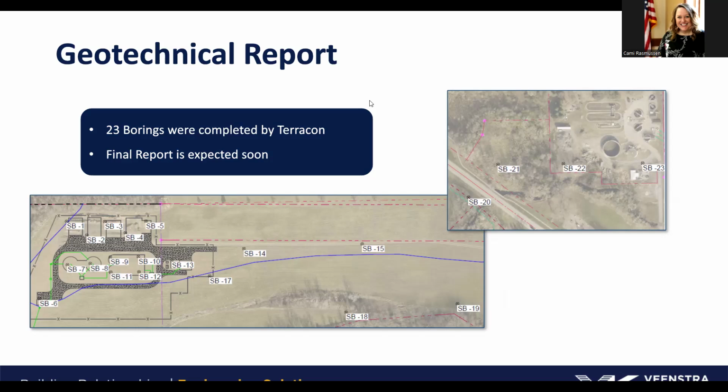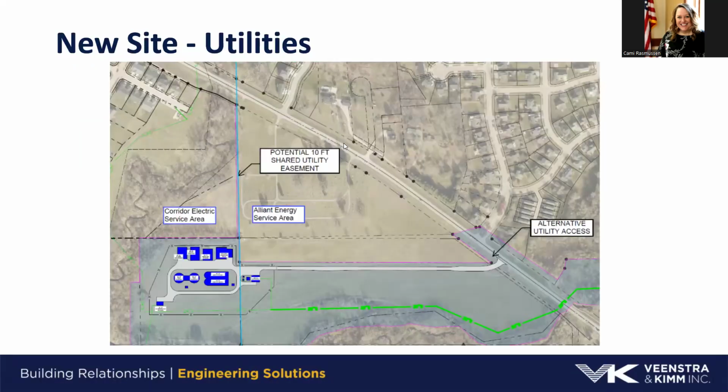And the next slide, we just want to highlight with the new site comes the running of new utilities. And one of the interesting things about this particular site is that we happen to be right on the boundary for the service areas of Corridor Electric and Alliant Energy. I don't think we could have picked a better spot to set it if we wanted to land on the boundary. After some investigation, we established that Corridor Electric will be the electric utility that would serve this site.